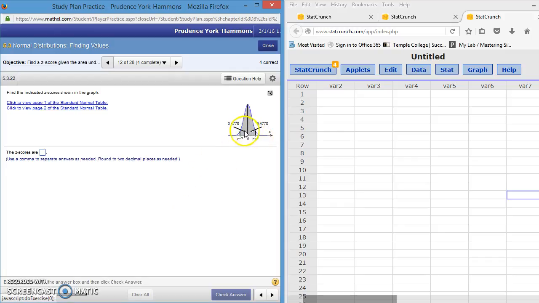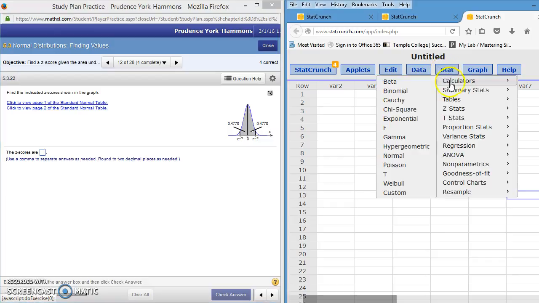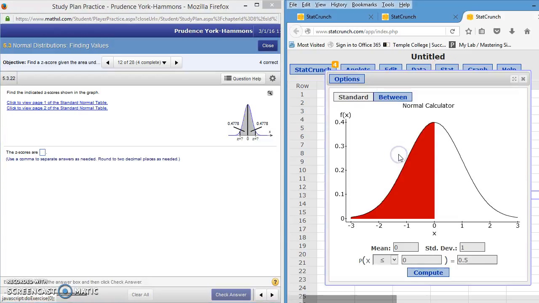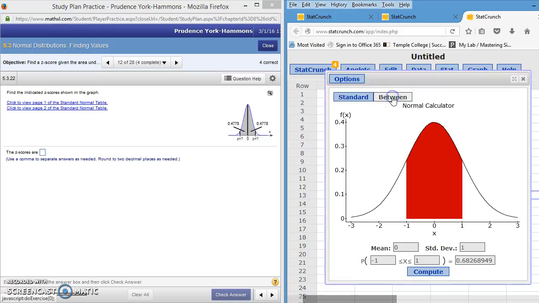Okay, so I did find a couple of others from Chapter 5, Section 3 that might be a little more challenging, such as this picture on 5.3.22. And I need to find the z-scores to the right or the left for this particular probability. So if I want to do this one, I am still using the normal calculator, but I want the between because it's between 2 z values.